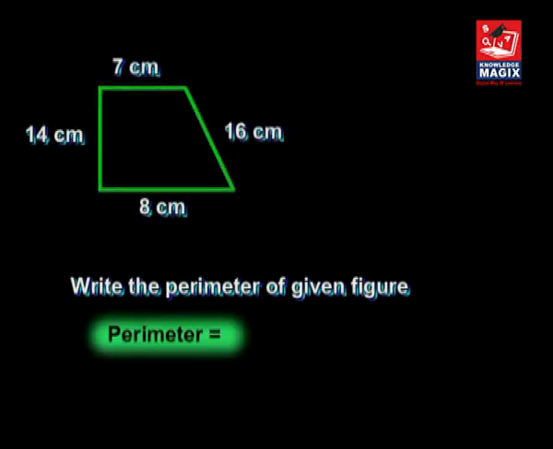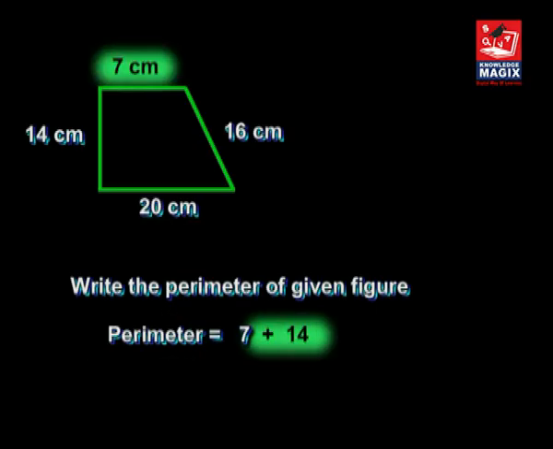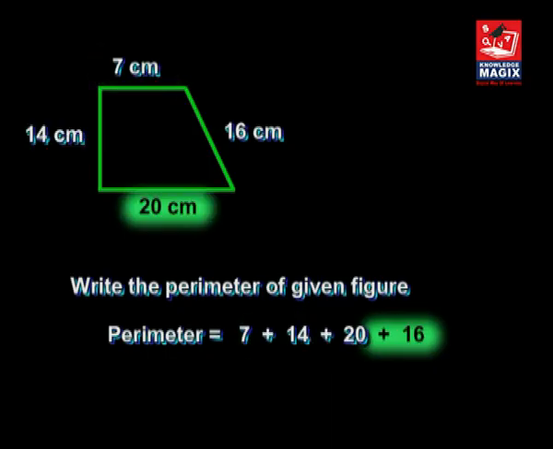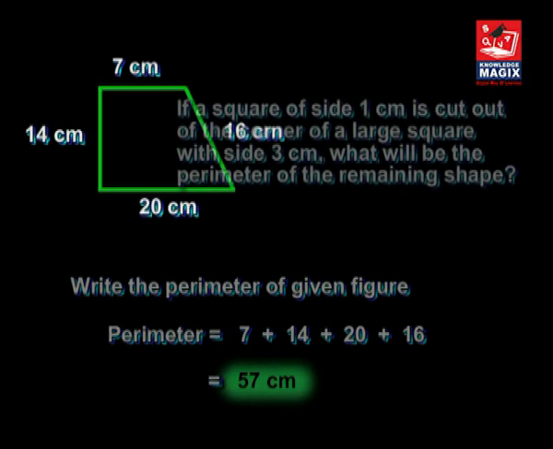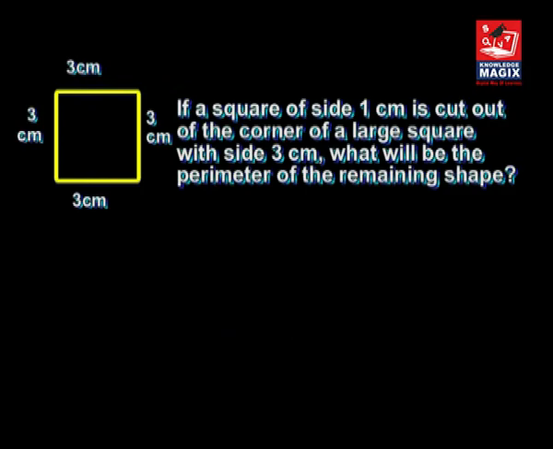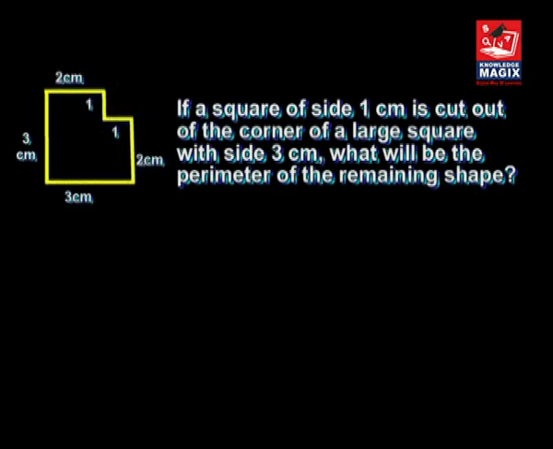The perimeter is equal to the sum of the lengths of all the sides, which is 7 plus 14 plus 20 plus 16, equal to 57 centimeters. Next, if a square of side 1 centimeter is cut out of the corner of a square with side 3 centimeter, what will be the perimeter of the remaining shape?